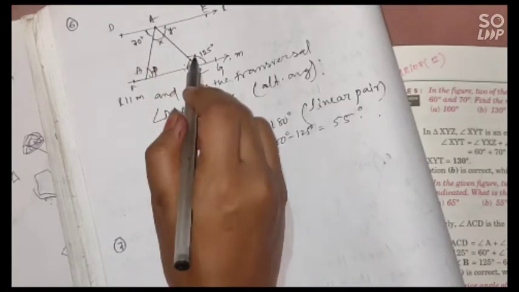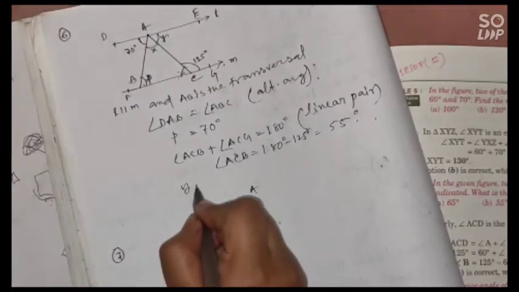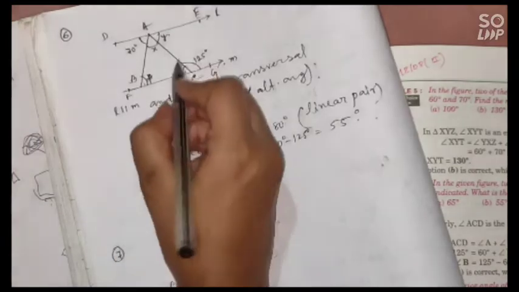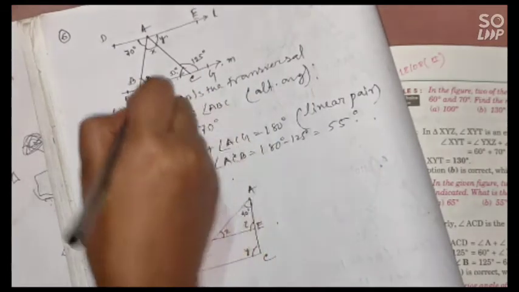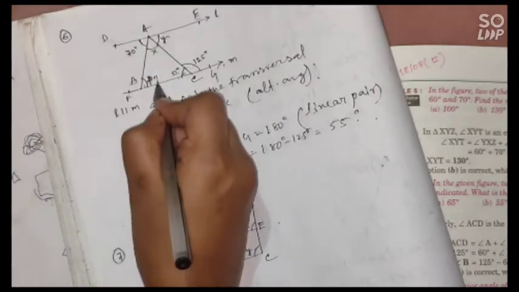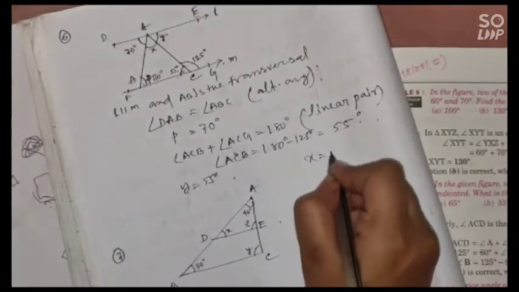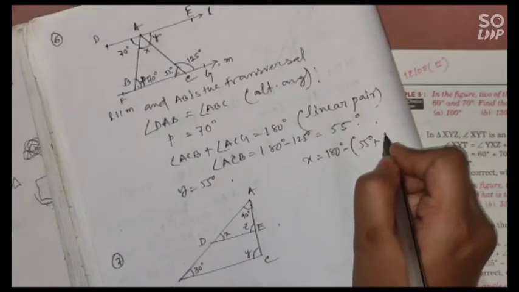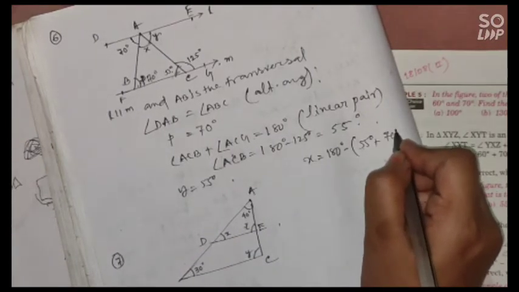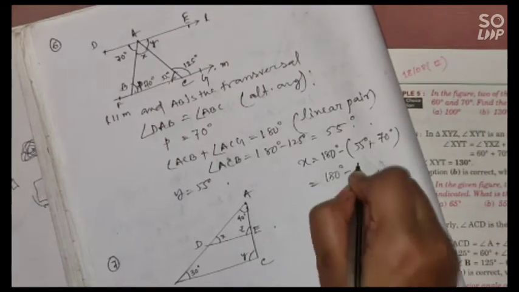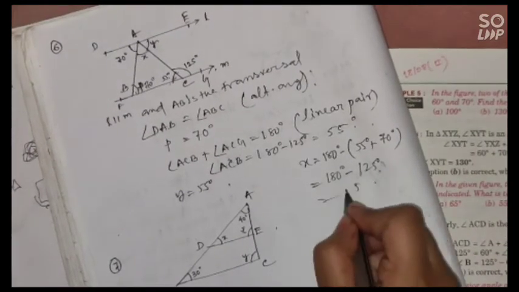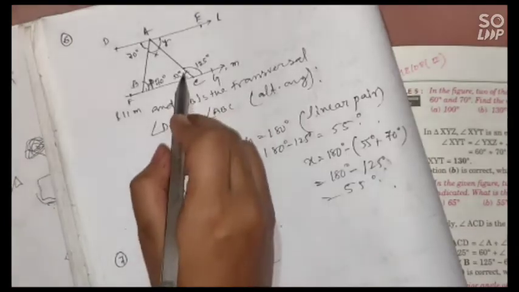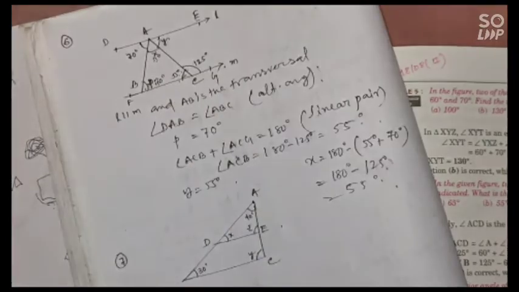So the value of y, this equals this. So the value of y equals 55 degrees. Okay. So this is 55, this is 70. So how can you get the value of x? X equals 180 minus 55 plus 70. 180, 55 degrees. Okay, so this is 55, this is also 55, and this is 70 degrees.